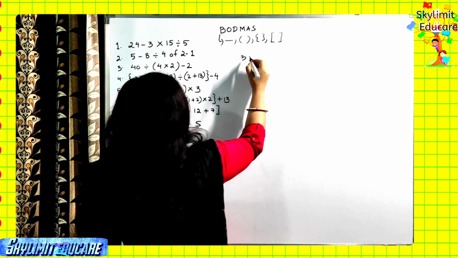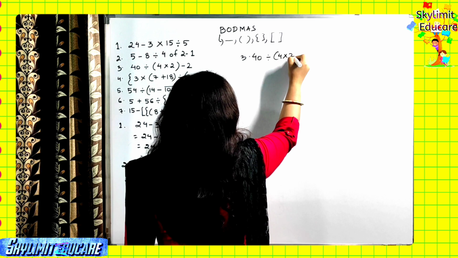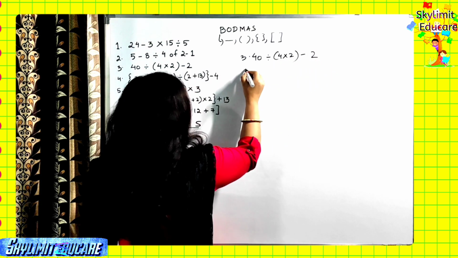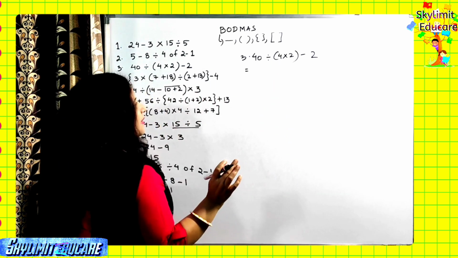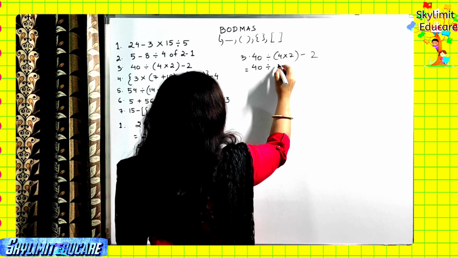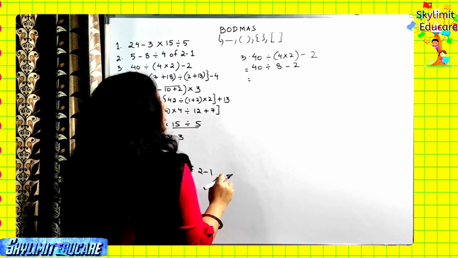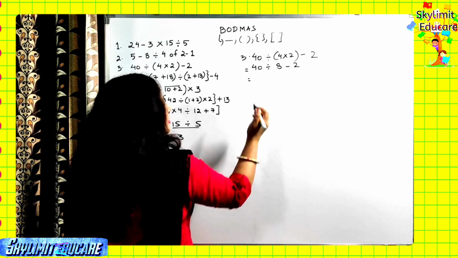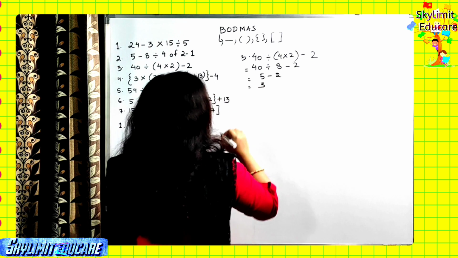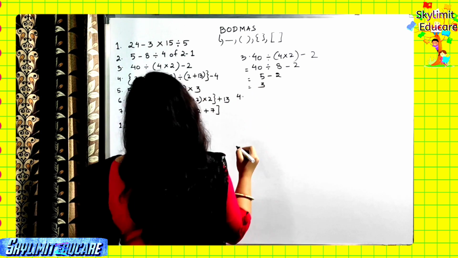40 divided by 4 multiplied by 2 minus 2. So here we have the bracket. So obviously we should solve the bracket first, right? So 40 divided by 4 multiplied by 2 is 8, minus 2. Next is division. 40 divided by 8 will give us 5. So 5 minus 2. So again we have got here 3. I think the idea is quite clear with everyone. Now let's come to number 4.